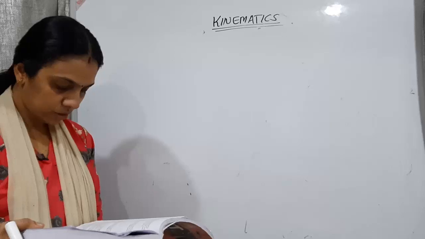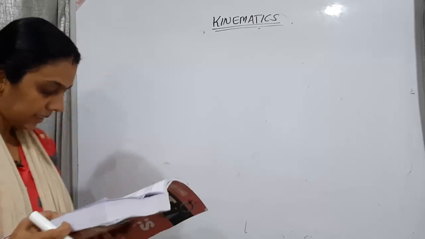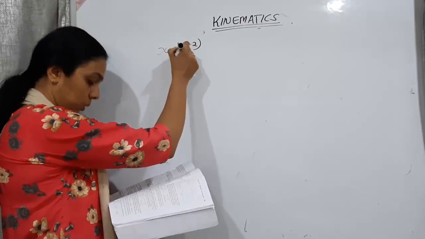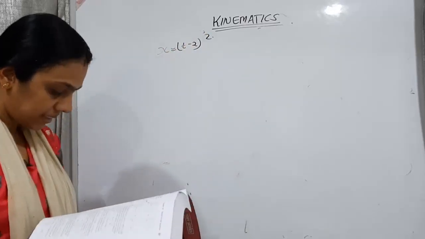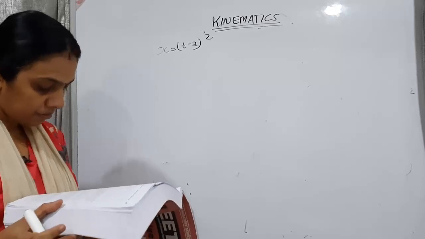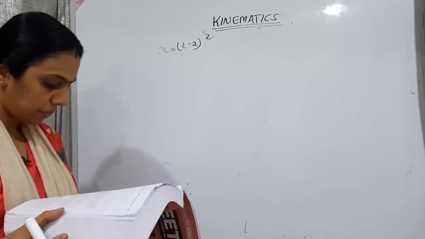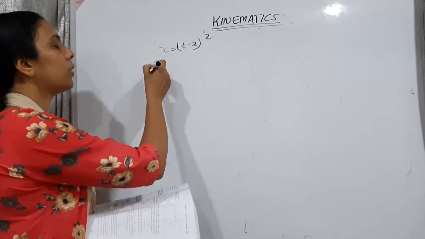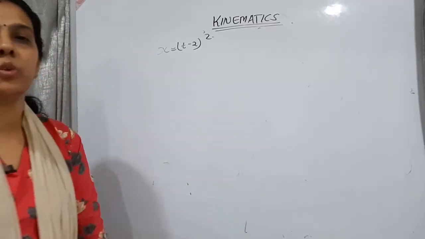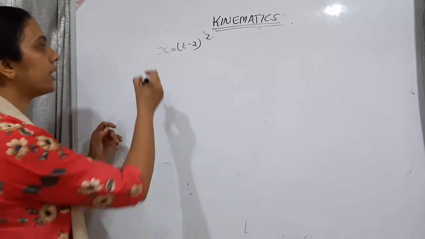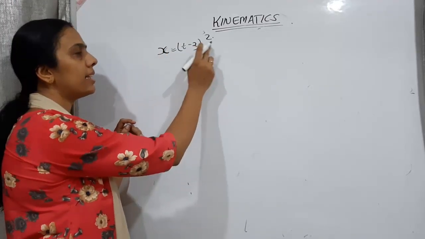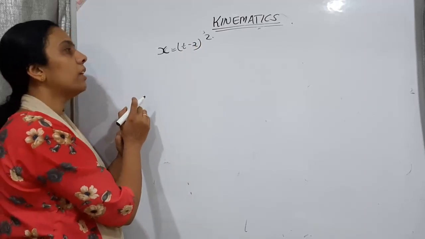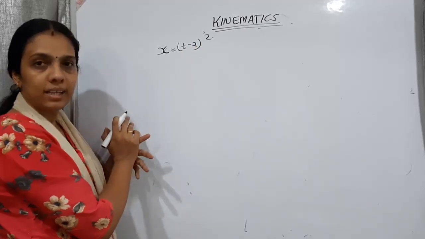Okay. Next question is: the displacement of the particle is given by x equals (t minus 2) the whole square, where x is in meters and t is in seconds. Find the distance covered by the particle in the first 4 seconds. So we need to find the distance covered in the first 4 seconds. How can we find it? See, the relation between displacement and time is given here.